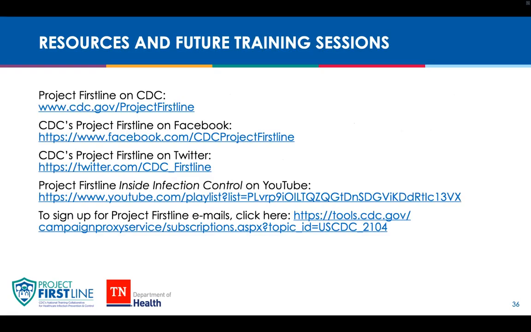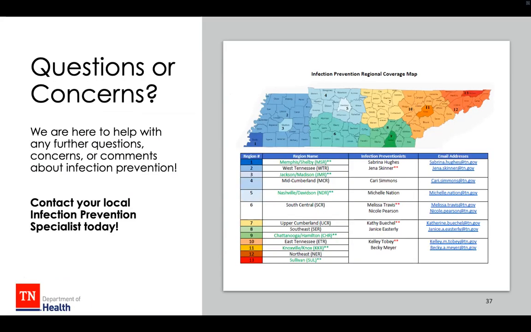Here are some resources in addition to all the things that we have covered today. You can keep exploring these topics on your own using the resources on this slide. You can also follow Project First Line on social media. In case you didn't know, there is an infection preventionist assigned to each region in Tennessee. Here is the map with the corresponding infection preventionist and contact information. Please reach out to us if you have specific questions about infection prevention.